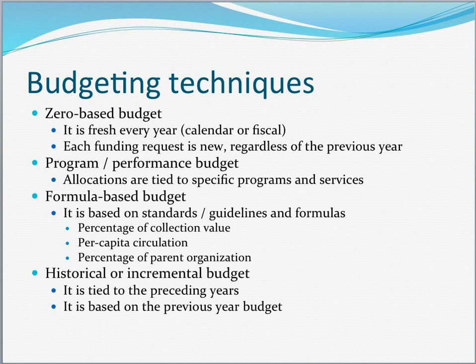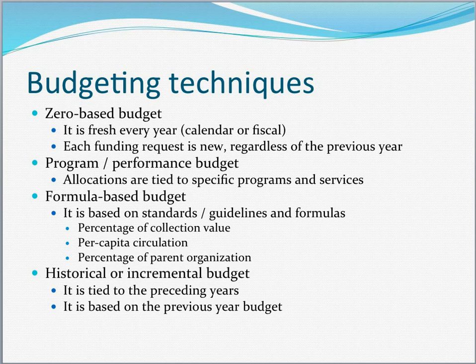First one, zero-based budget. It is fresh every year, either a calendar or a fiscal year. Each funding request is new, regardless of the previous year. So every year you have a new budget that is not tied to the previous year. The second one is a program and or performance budget. And here the allocations are tied to specific programs and services that of course the library provides.